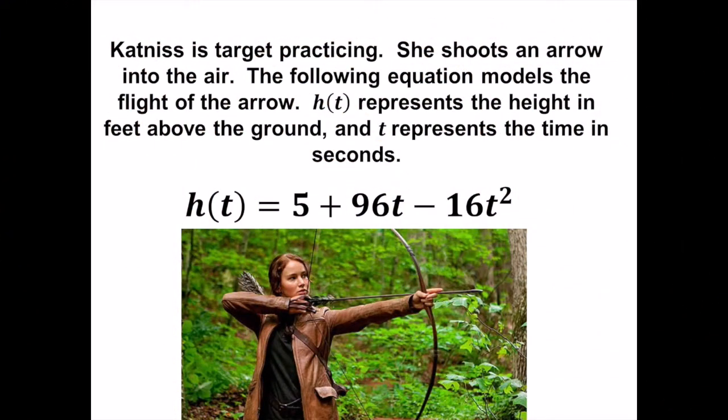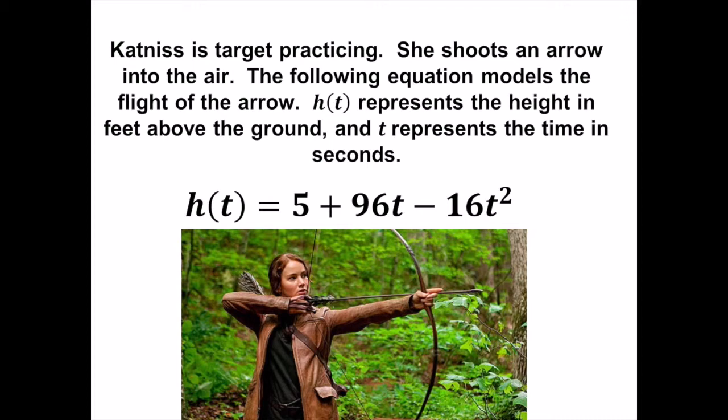Okay, so now we're back to some more real life. We've got Katniss here, from the movie Catching Fire or any of the books that were written. Katniss is target practicing. She shoots an arrow into the air. I've got this equation here that models the flight of the arrow. Important parts here: h of t represents the height in feet above the ground. This is important whenever we get into the practical meaning. And t represents the time in seconds.